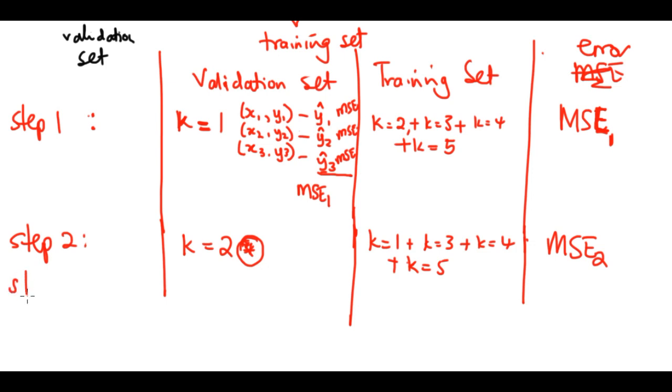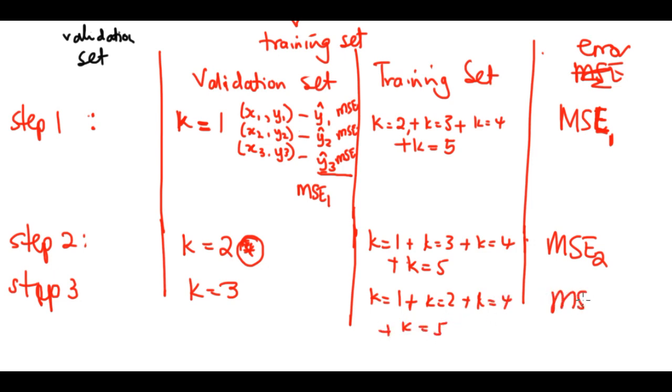Same thing happens for step 3. We repeat the process with k equal to 3, and here our training set will now be k equal to 1 plus k equal to 2 plus k equal to 4 plus k equal to 5. And we come up with our MSE3.